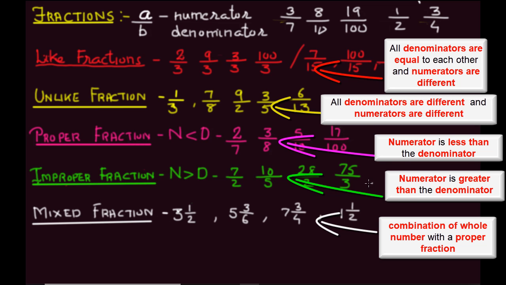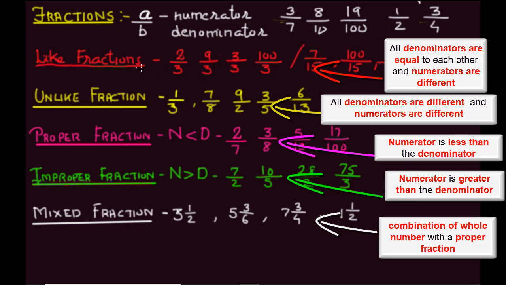So let me recap this session once again. What is a fraction? A fraction is a number which can be written in the form of a by b, where a is the numerator and b is the denominator. And examples for fractions, typically the fractions look like this: 3 by 7, 8 by 10, 19 by 100, 1 by 2, 3 by 4. Now these fractions are of different kinds. You have the like fractions, unlike fractions, proper fractions, improper fractions, and mixed fractions.